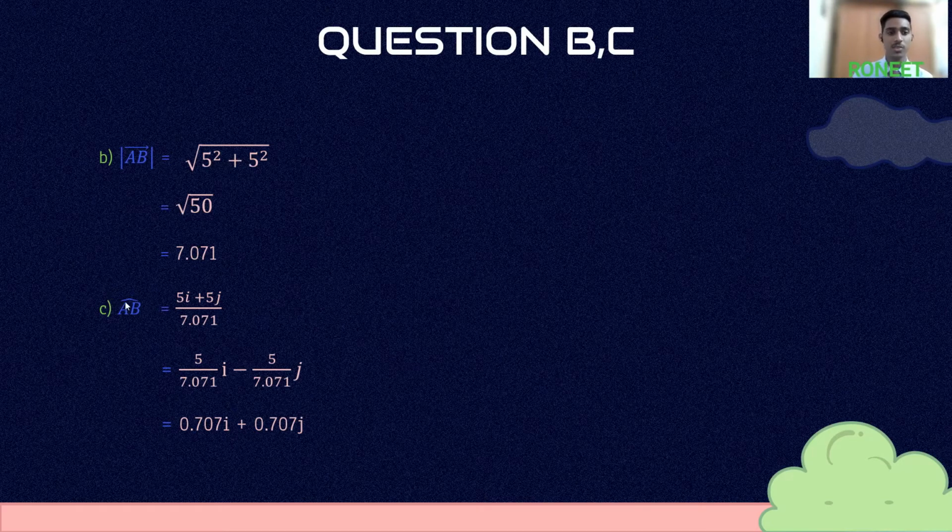So question C is the unit vector of AB. To find the unit vector, it is equal to the direction of AB divided by the magnitude of vector AB. So we substitute the direction 5i plus 5j divided by the magnitude of vector AB that we already found, which is 7.071. So it's equal to 5 over 7.071 i plus 5 over 7.071 j, which is equal to 0.707i plus 0.707j.